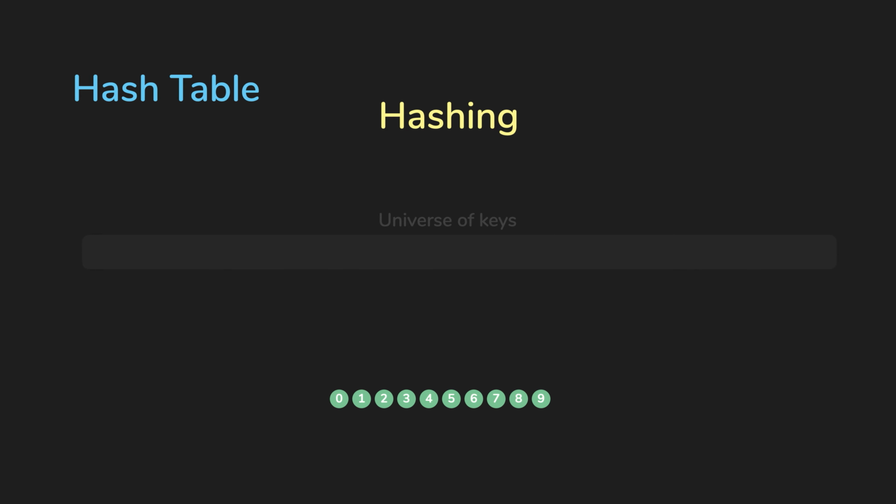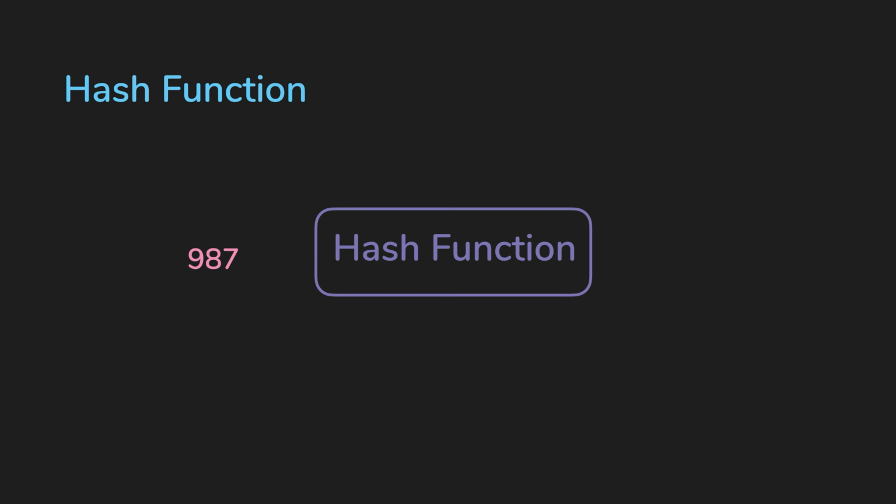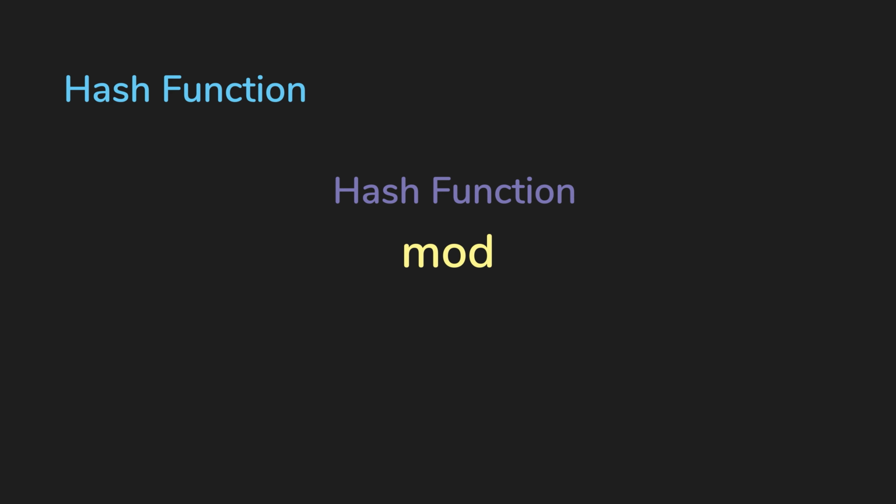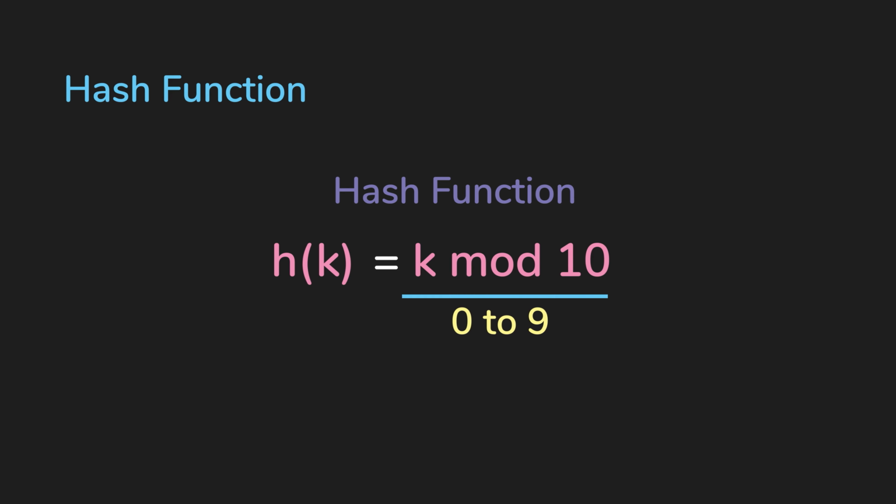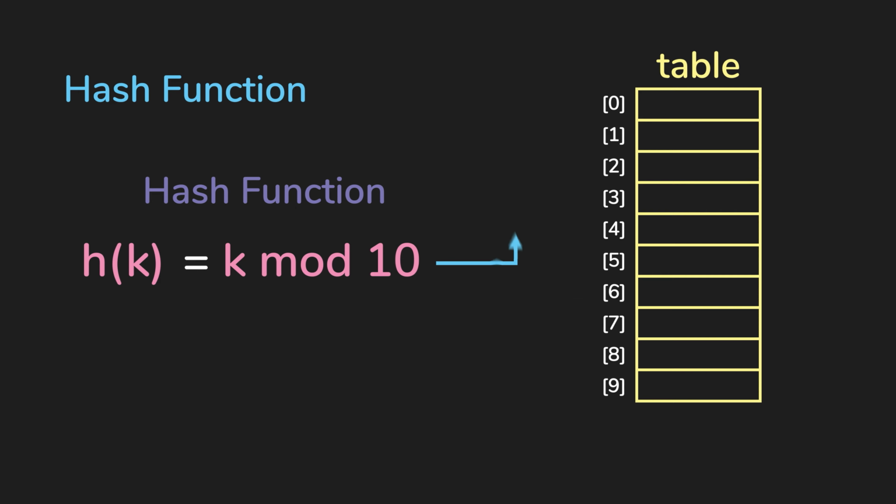To do that, we need a hash function. A hash function will take any number and spit out a number between 0 and 9 inclusively. What function can do that? The answer is modulo. We can have our hash function be defined like so, which means we're going to mod the number by 10 so that we get the remainder, which is going to be between 0 and 9. And we'll use the output of that hash function as the index of our array of size 10.